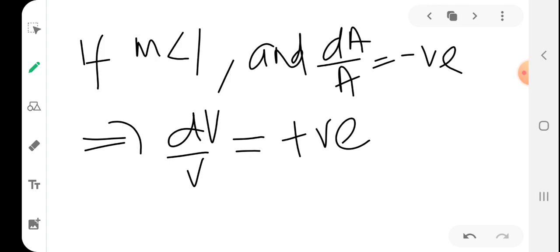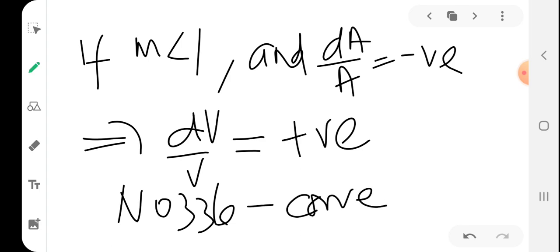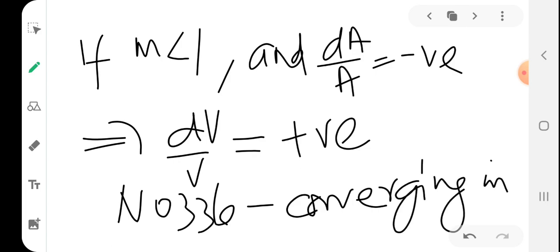What is the meaning of this statement? If in a converging section the condition of the flow at the inlet is subsonic, then the velocity of the fluid will increase. So it will act as a nozzle. So for a nozzle, the nozzle should be converging in shape, if the inlet condition of the flow is subsonic.